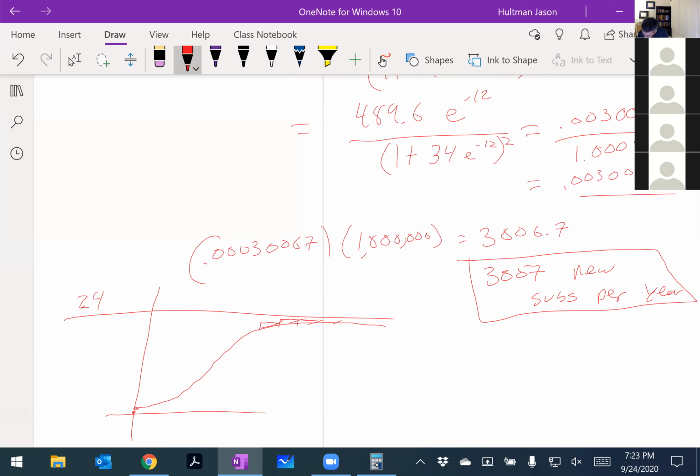Down here, you've got a huge growth rate. But up here, after year 5, after year 10, and way out after year 20, you're not growing much. You're only growing by 3,000 new subs per year. So maybe that cell phone carrier wasn't doing so well. It had a growth capacity of 24 million subscribers, and once it hit that capacity, it couldn't grow anymore, or it was growing very slowly. Okay, that's all I got for today.